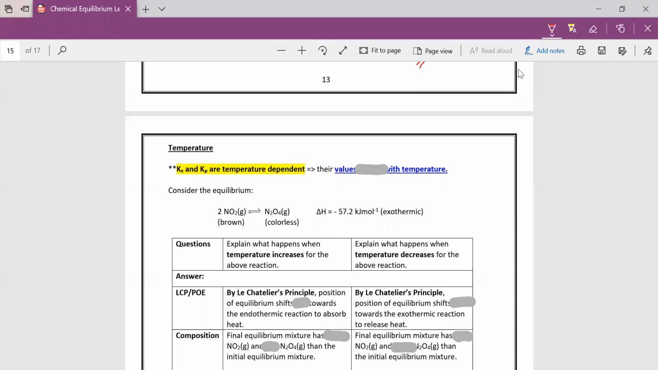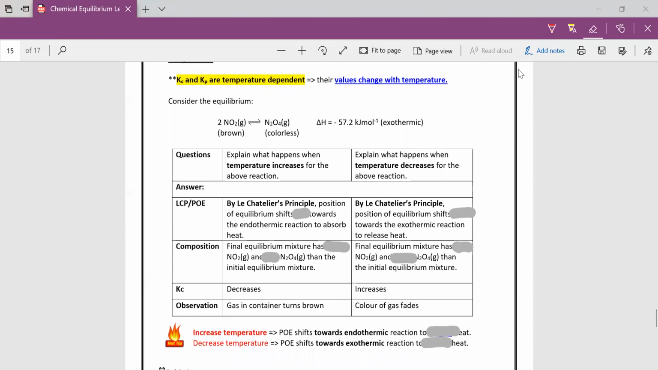Okay, so now we come to the last factor, which is temperature. Remember that because our equilibrium constant is temperature dependent, its value will vary with temperature. All right, so if we consider this equilibrium, we know that the enthalpy change is negative. So what will happen if temperature is increased?